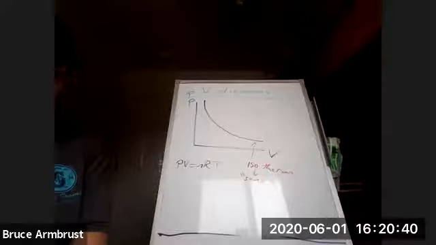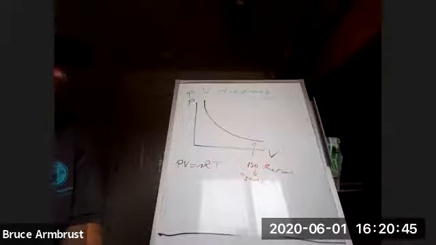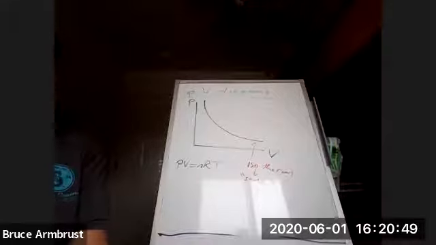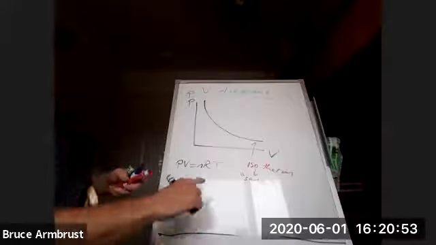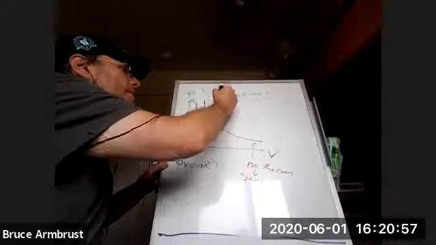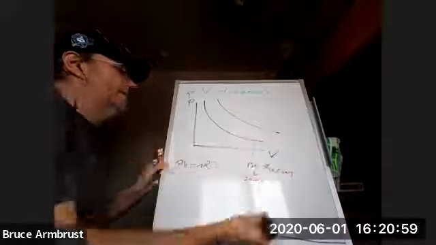Okay, so this is an isotherm. So this would be all of the pressure volume combinations that have this temperature. So if you were to change the temperature, you would create a different hyperbola. Like, let's say here's another one.